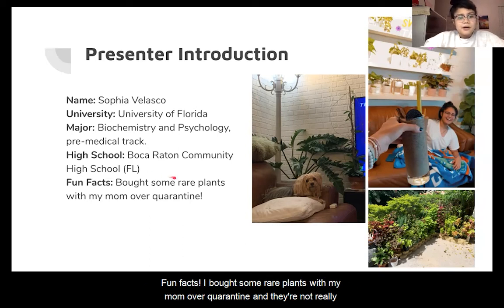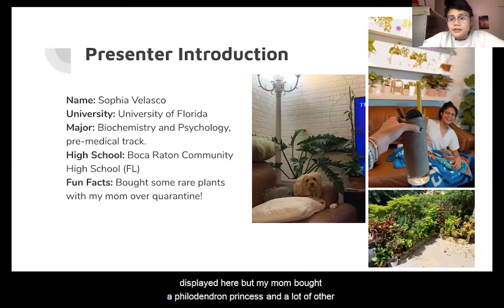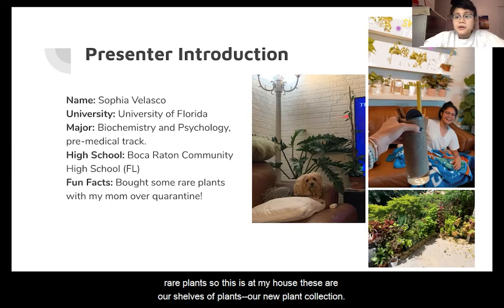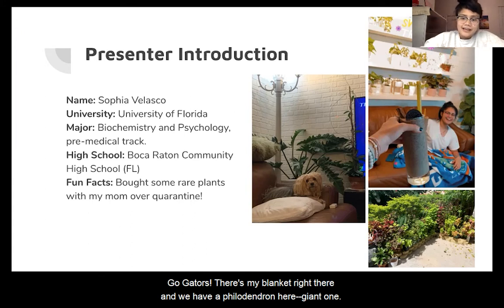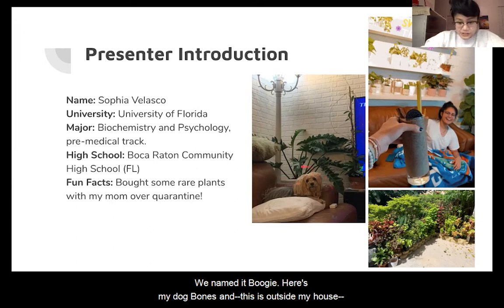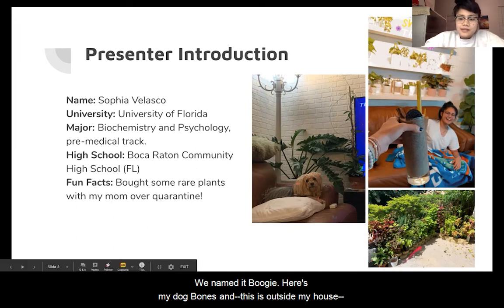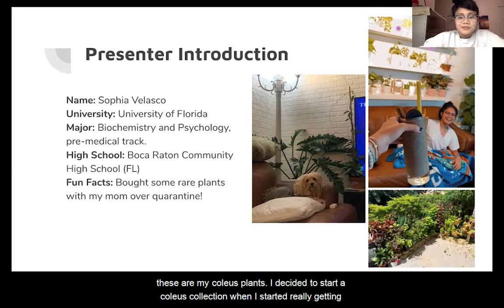Fun facts, I bought some rare plants with my mom over quarantine, and they're not really displayed here, but my mom bought a philodendron princess among other rare plants. So this is at my house. These are our shelves of plants, our new plant collection. Go Gators, there's my blanket right there. And we have a philodendron here, a giant one. We named it Boogie. Here's my dog Bones, and this is outside my house. These are my coleus plants. I decided to start a coleus collection when I started really getting into taking care of plants. So it's a little bit about me.